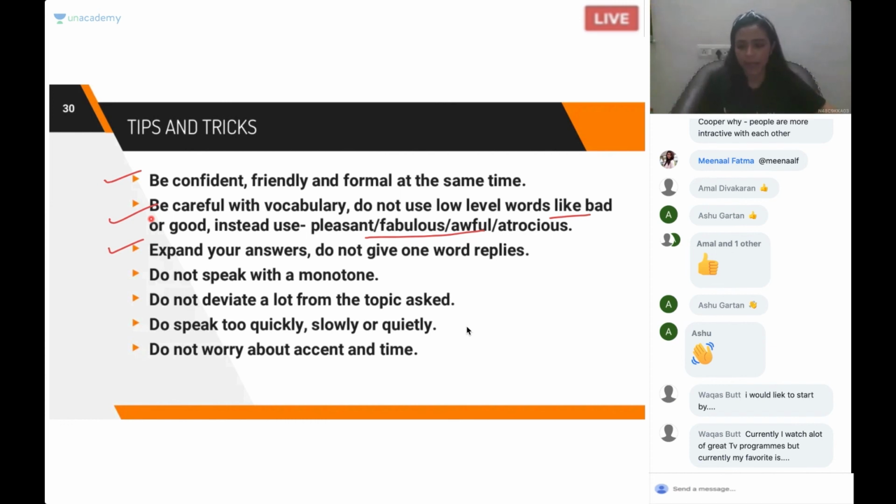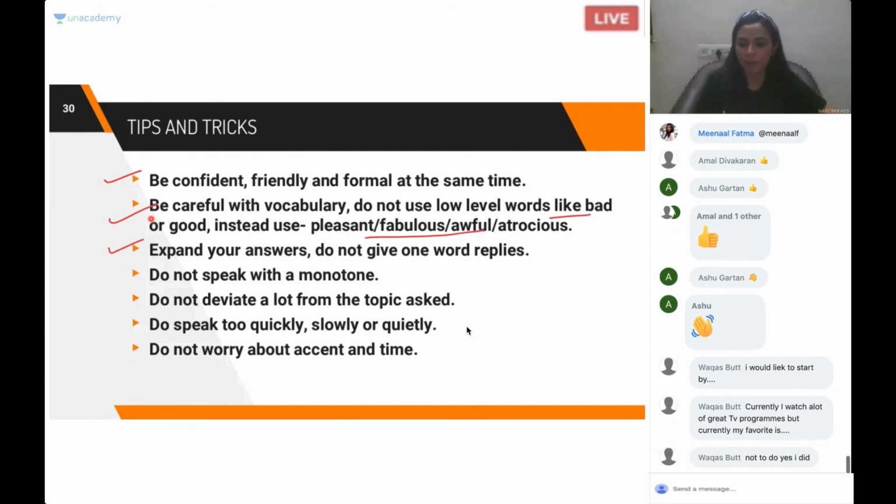You can give an example: I had this, I ate this. You can mention the food that you ate. That's how you use examples to elaborate more and more. Yeah. So do not give one word answers.